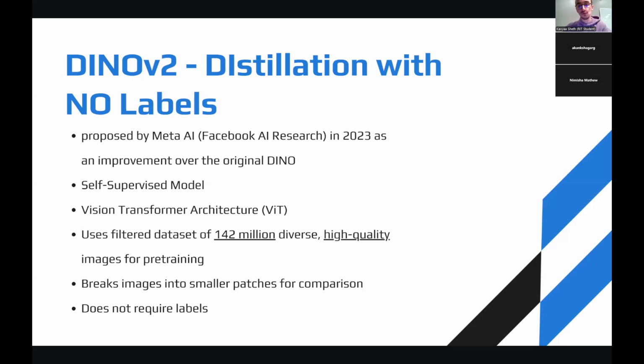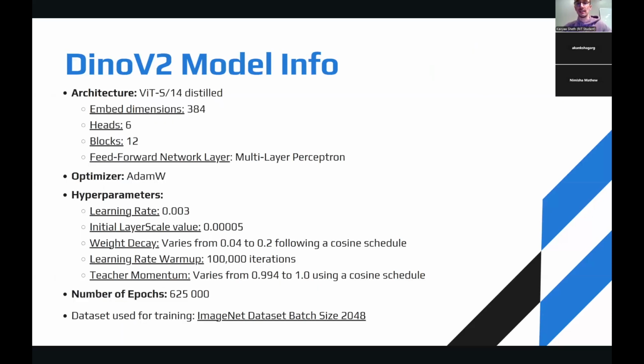So now let's switch to the next slide about the interpretation and information about the DinoV2 model. So what about the architecture? Here is some information about it. As you can see, there is the embed dimension, the head blocks, and also a feed-forward network layer called multi-layer perceptron. Also, during the pre-training phase, the researchers used the optimizer called AdamW.